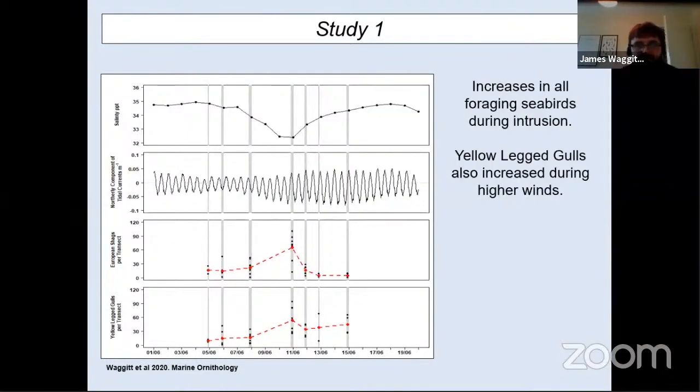And interestingly, when you looked at the counts of seabirds, which are on the bottom 2 plots, you'll see European shag in the 3rd plot down, and yellow-legged gulls in the 4th plot down. This was when we got our peak seabird counts. So we saw more seabirds feeding when that plume had entered the outer ria. And there were some more gulls during the latter stages of our study period, during higher winds. But I think the main story here is that when that plume entered the site, we had a huge increase in the numbers of feeding birds.